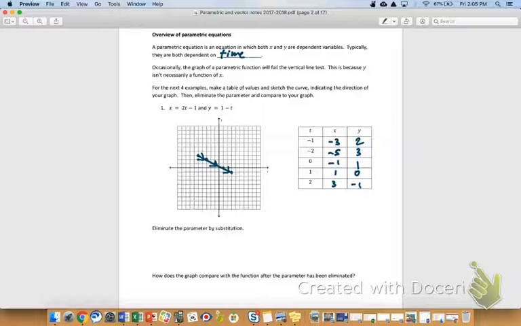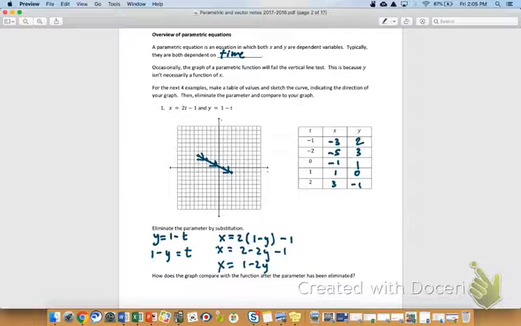So I could take my y equals 1 minus t, and solve it for t. So it would be 1 minus y equals t. And then in my other equation, I could replace the t with 1 minus y. So now it would be x equals 2 times (1 minus y) minus 1. Do a little distributive property, so x is equal to 2 minus 2y minus 1. So x is equal to 1 minus 2y. This is looking very linear, is it not?